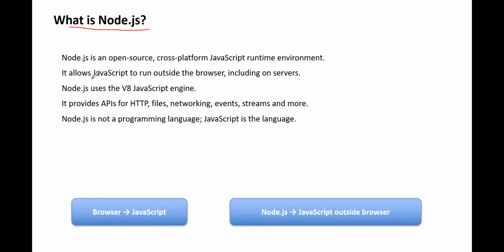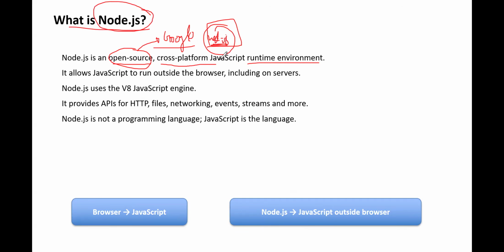Now, what is Node.js? Node.js is an open source cross-platform JavaScript runtime environment. Open source means it is available free of cost online. If we go to Google Chrome and search for Node.js, I will give the link in the description on how to install it. You click on the link and follow my steps. Cross-platform JavaScript runtime environment means it is based on the JavaScript language and written in JavaScript. So it allows JavaScript to run outside the browser.